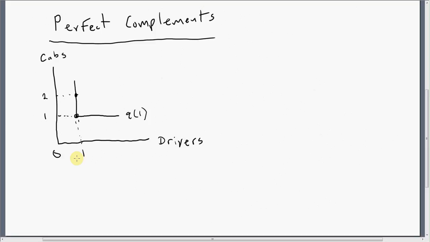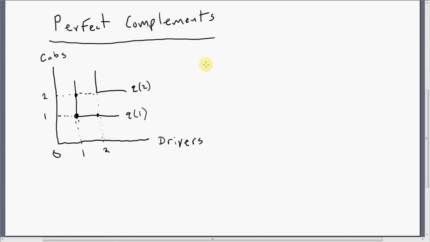Having 2 cabs and 1 driver, that's not going to be able to produce you more output. Alright, you need to use these inputs in this fixed proportion. Likewise, having 1 cab and 2 drivers, you're still along the same isoquant. You're not going to be able to produce more output. So in this case, it only makes sense to be here at the elbow or the kink. We could get on a higher isoquant. Here, to get our output at 2, requires 2 cabs and 2 drivers.